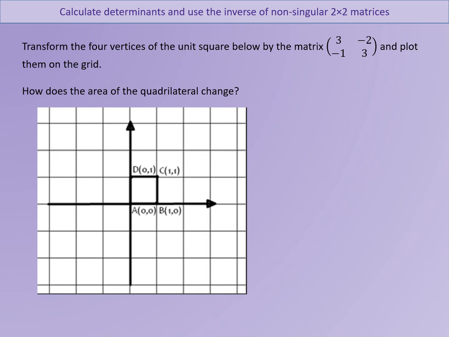So if you can just pause this slide for a second, I'd like you to work out the image of each of the 4 points, A, B, C and D, plot them onto the grid and then look at the new shape that's created.